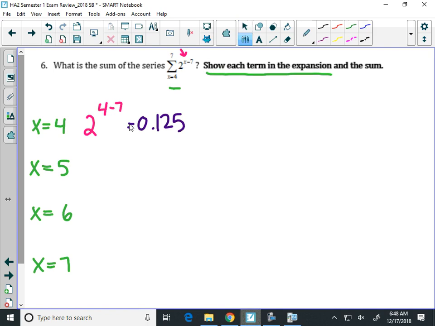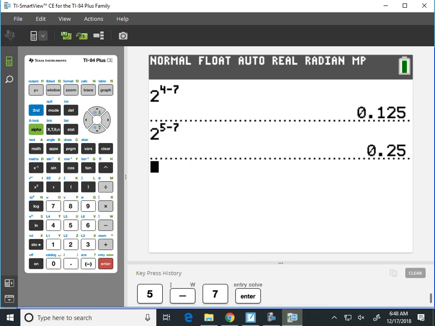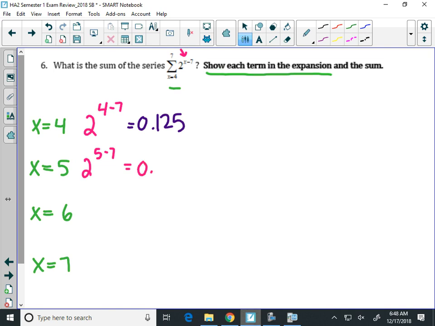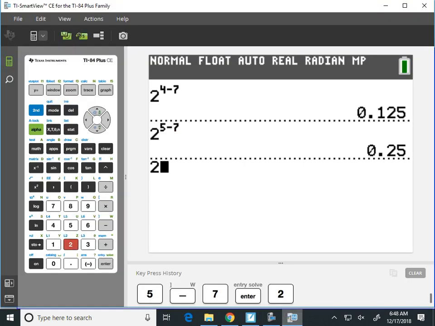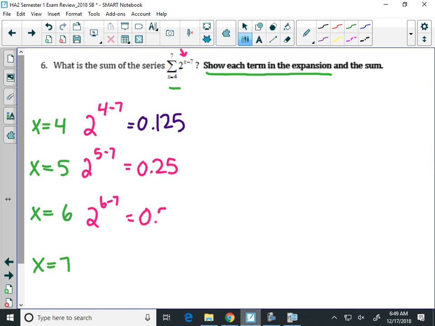For x equals 5, you do the same thing. 2 to the 5 minus 7 power. We'll get 0.25. 6, we do the same thing. 2 to the 6 minus 7, 0.5. And finally, 2 to the 7 minus 7, we shouldn't need our calculator for, because 7 minus 7 is 0, and anything to the 0 power equals 1.